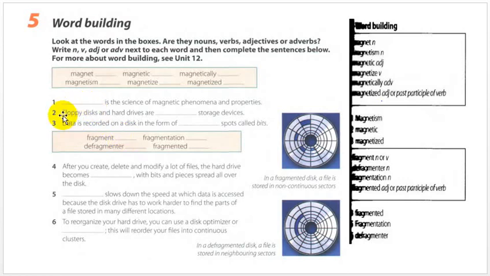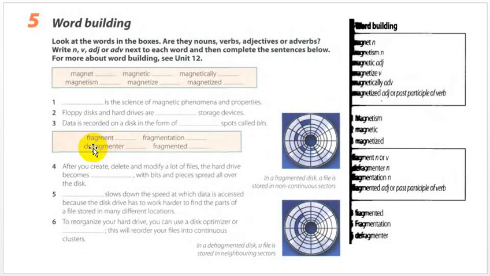What will come in this blank is: the science of magnetic phenomena and properties. Magnetism is a science of magnetic phenomena and properties. The second one: floppy disk and hard drive are magnetic storage devices. Adjective. Okay, data is recorded on a disk in the form of magnetized spots called bits.